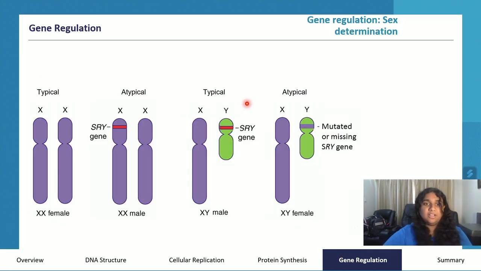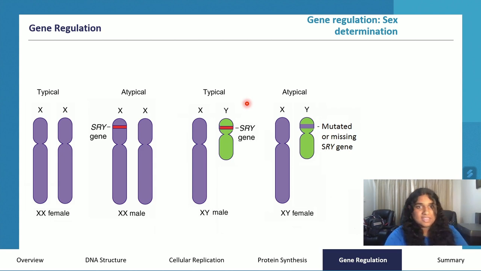So there are a couple of different kinds of gene regulation that QCAA expects you to know. The first one is about how sex is determined in humans using something called the SRY gene, or the sex gene. Most of your chromosomes come in homologous pairs. So these are identical pairs that we talked about in the mitosis, meiosis, cellular replication step.